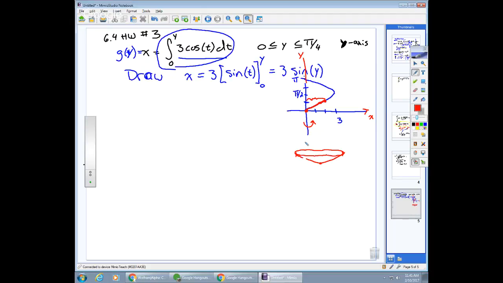So this is my best artistic rendering. And what we're trying to calculate here is how much paint would it take to paint this cone on the outside.